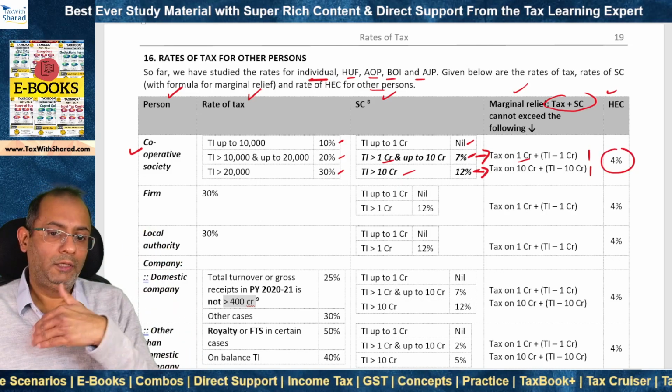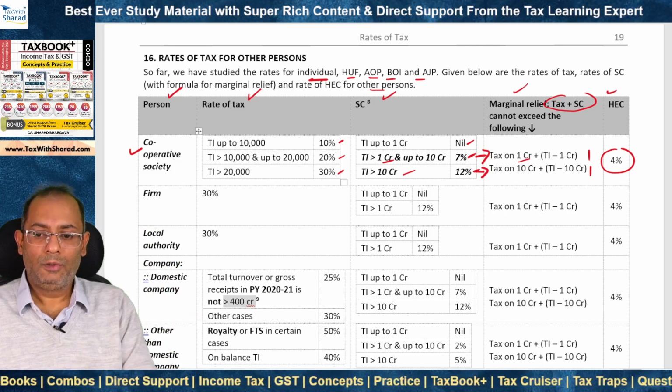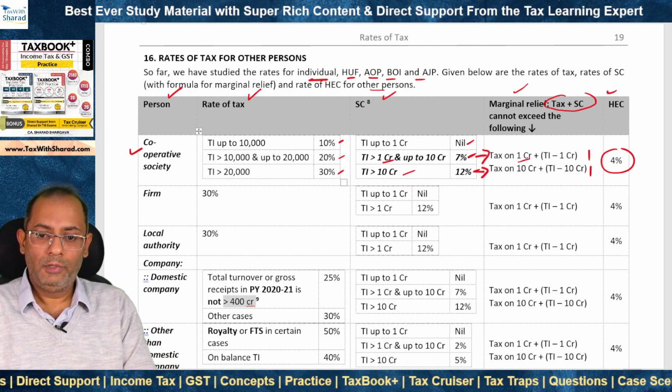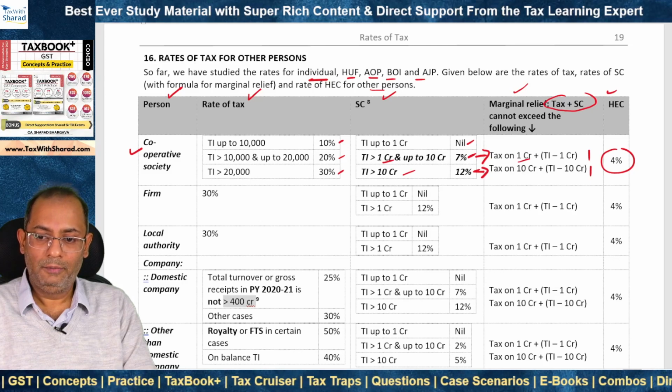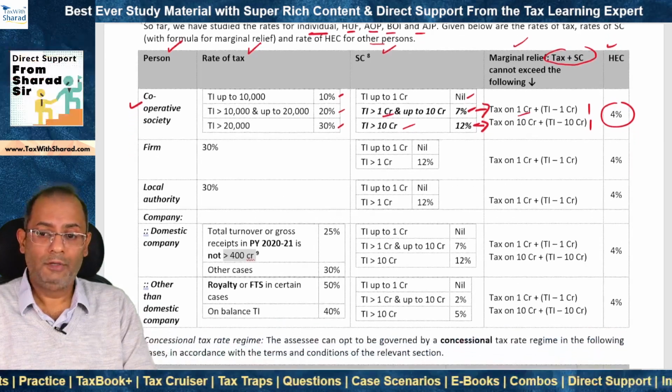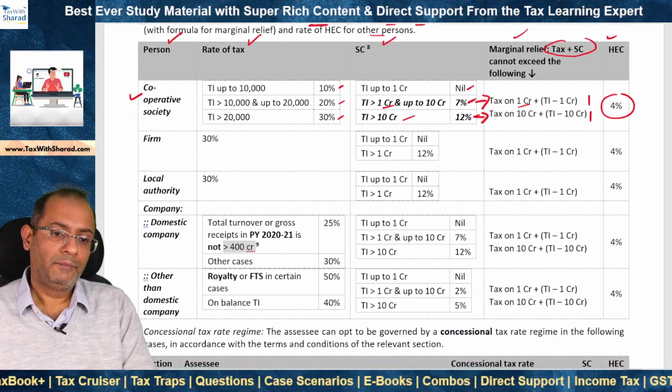So cess is 4% across all cases, across all persons, whether it be individual, HUF, AOP, company, cooperative society, any person, the rate of cess will always remain 4%.